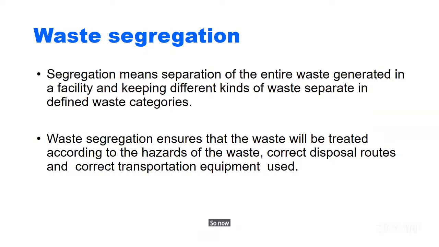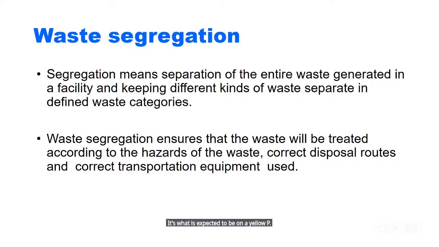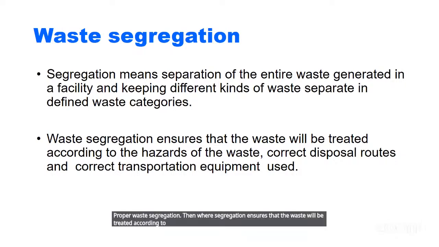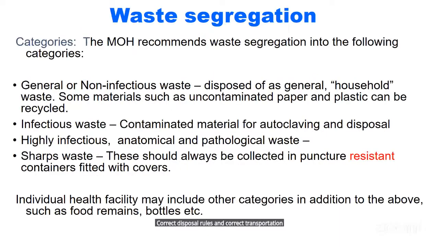So now waste segregation means separation of the entire waste generated in a facility and keeping different kinds of waste separately in defined categories. To the extent that when they do a safety audit, when I look at the yellow bin, what I see in the yellow bin is what is expected to be in a yellow bin. Then I will say you have achieved proper waste segregation. Waste segregation ensures that the waste will be treated according to the hazards of the waste, correct disposal rules, and correct transportation equipment is used.